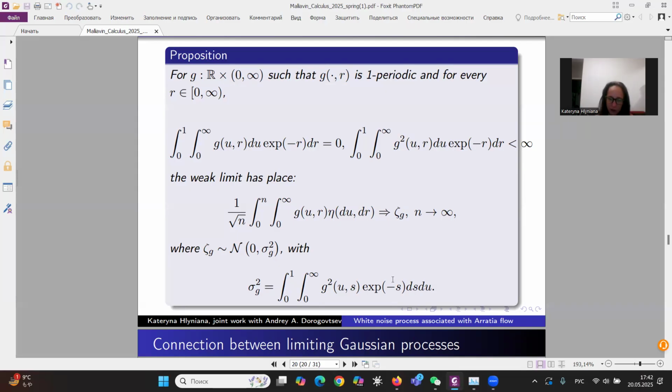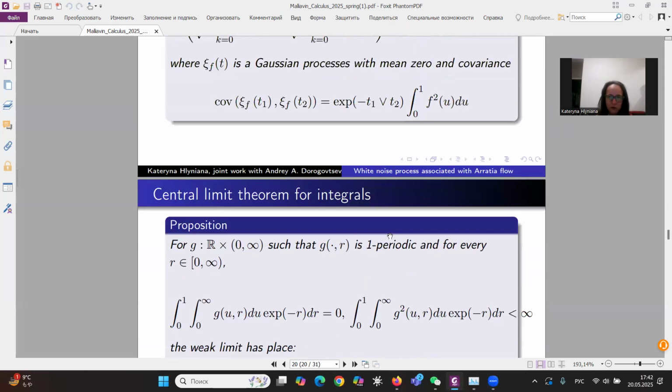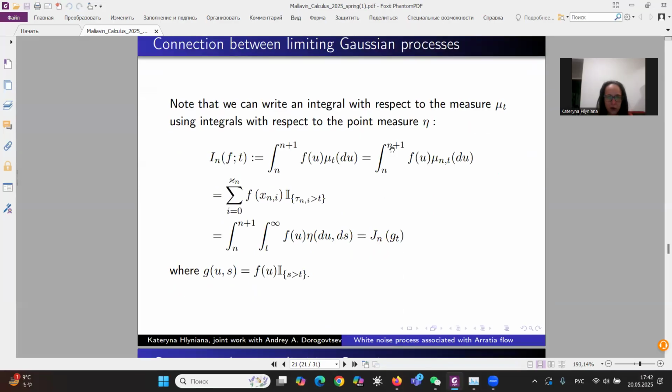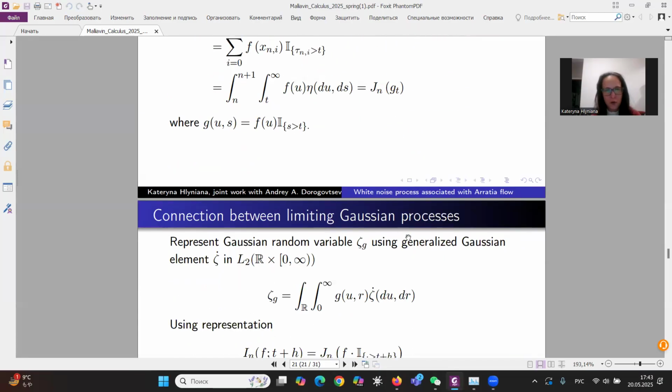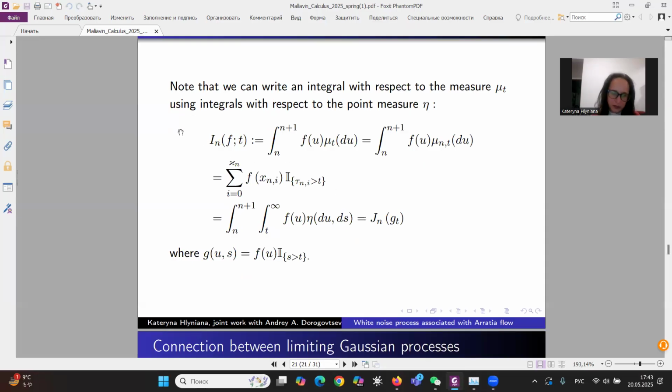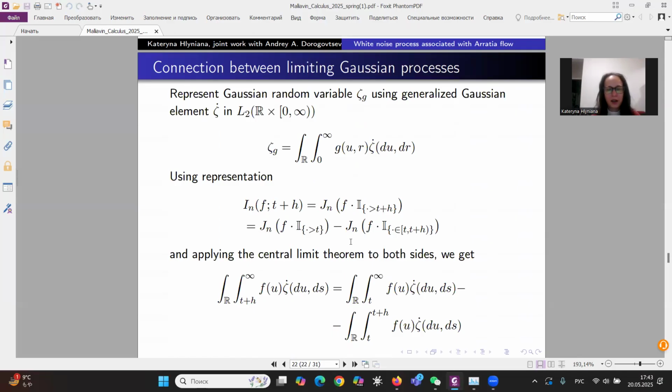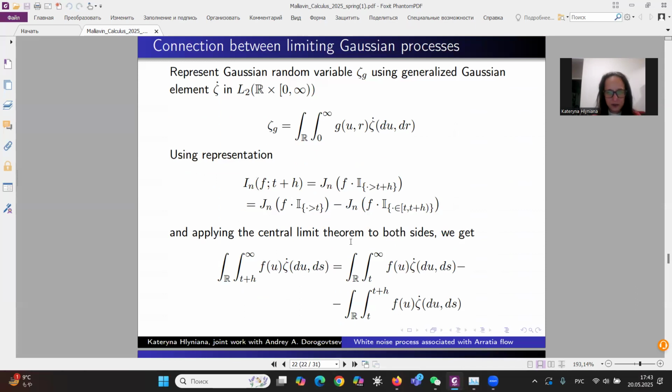So now the question: yes, we can easily connect the Gaussian process from the first statement with this Gaussian element. How can we do this? We do this by using this connection between the integral at fixed time t and the integral with respect to the time-space point process. I want to note once more that now it's very simple because our points don't move, and we can do this. And now we can pass to the limit: we normalize, and we can pass to the limit when n tends to infinity, and we can get the following connection between the integrals.